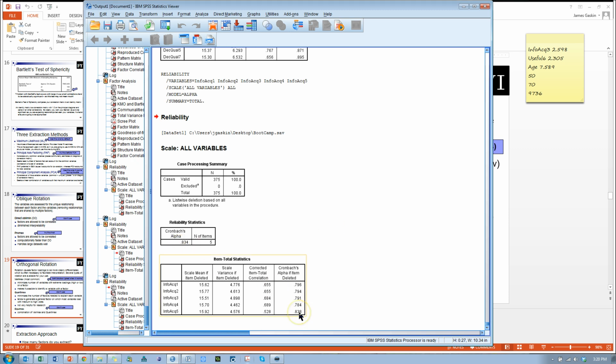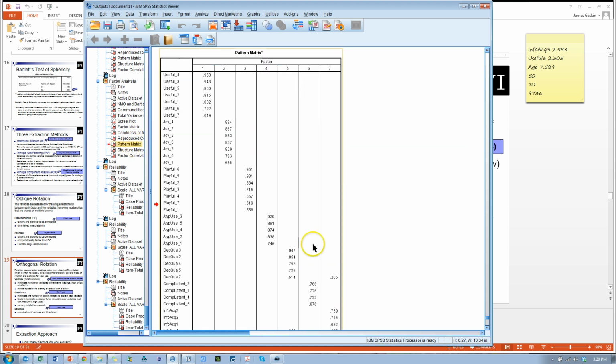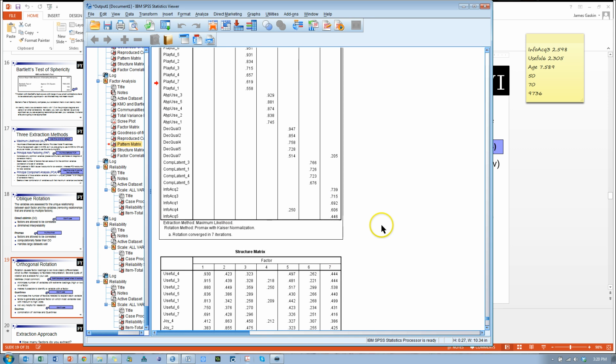We could actually improve it by getting rid of info acquisition 5, which was the one that was loading kind of poorly, right? InfoAc 5, yeah. So we could actually improve it by dropping that, which we might end up doing in the CFA. But for now, I think we're fine.